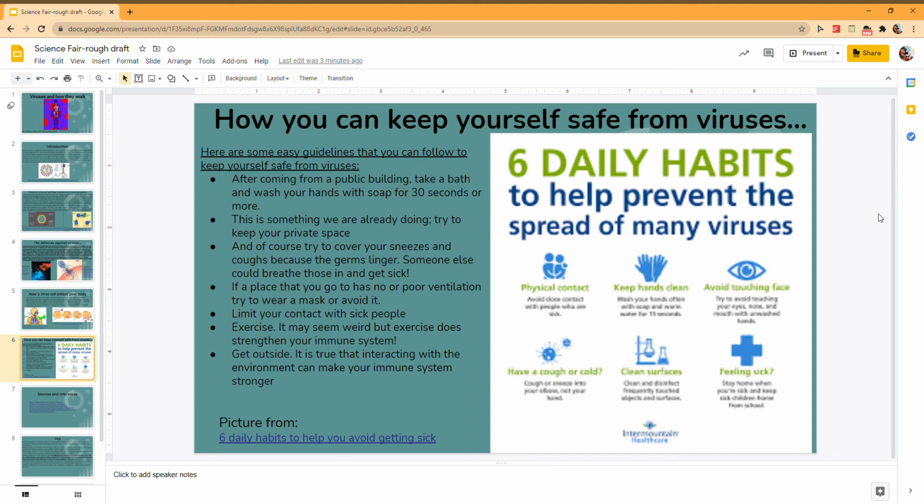Exercise. It may seem weird, but exercise does strengthen your immune system. I try it myself. Get outside. It is true that interacting with the environment can make your immune system stronger.